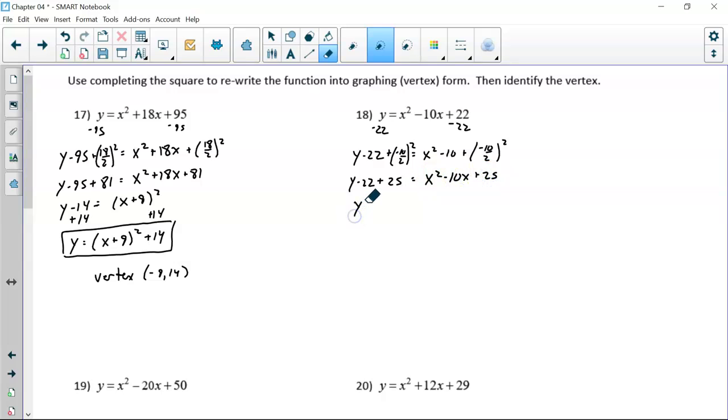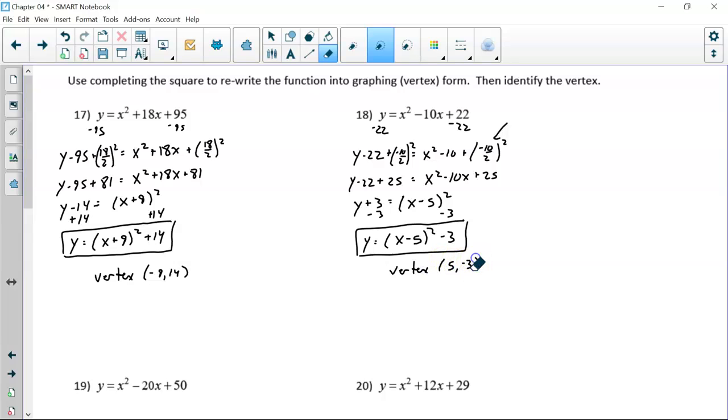So we get y plus 3 equals x minus 5 squared. Remember that negative 5 comes right from there, the negative 10 divided by 2. Now we just isolate the y by subtracting 3 from both sides. y equals the quantity of x minus 5 squared minus 3. There's our rewritten quadratic, and the vertex is at 5, negative 3.